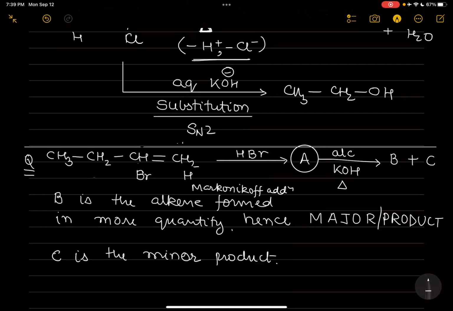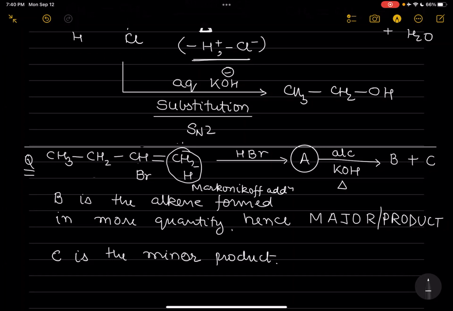If it's a protic acid, then it is added to an asymmetric alkene, right? Hydrogen attaches itself to the carbon having a greater number of hydrogens. Exactly. H plus will get attached to the carbon atom bearing more hydrogens. H plus will go where there are already more hydrogens. So rich gets richer. And the Br will go to the carbon atom where there are fewer hydrogens. So this addition, which is governed by Markovnikov rule, is known as Markovnikov addition.